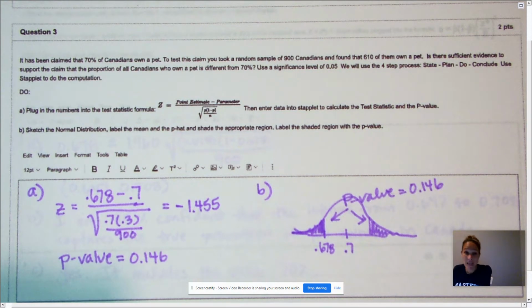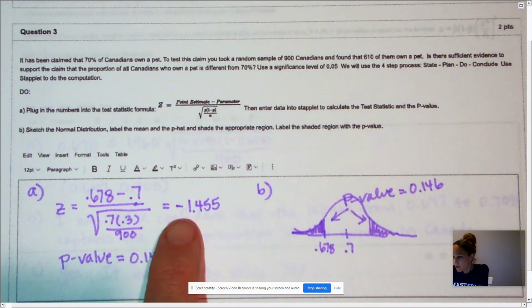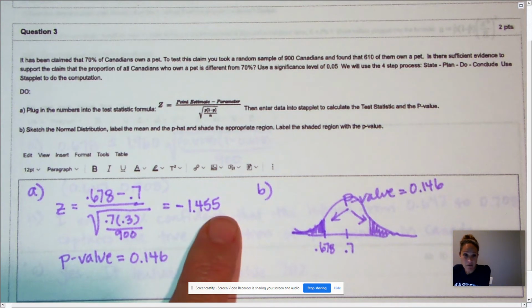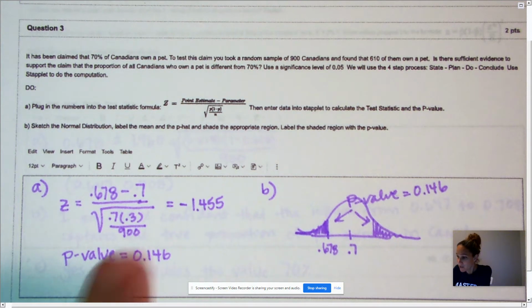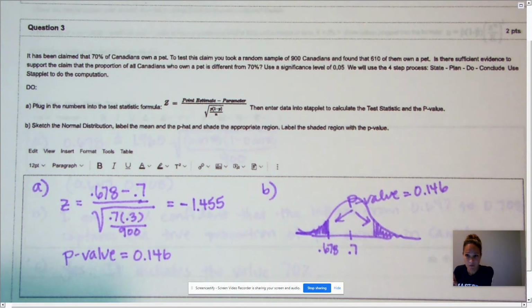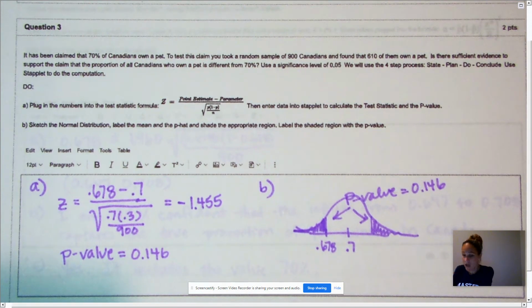Again, we are using p, not p hat, and the reason for that is that we are assuming the null hypothesis is true. So that gives us a value of negative 1.455. Actually, when we plug it into Desmos, it's a little bit different. If you plug this straight into a calculator, it would be a little bit different. And I'm going to switch over right now and show you that. We also get the p-value from that.